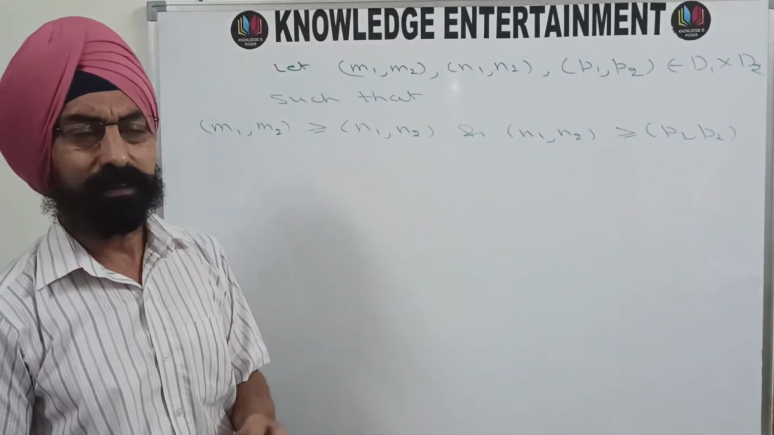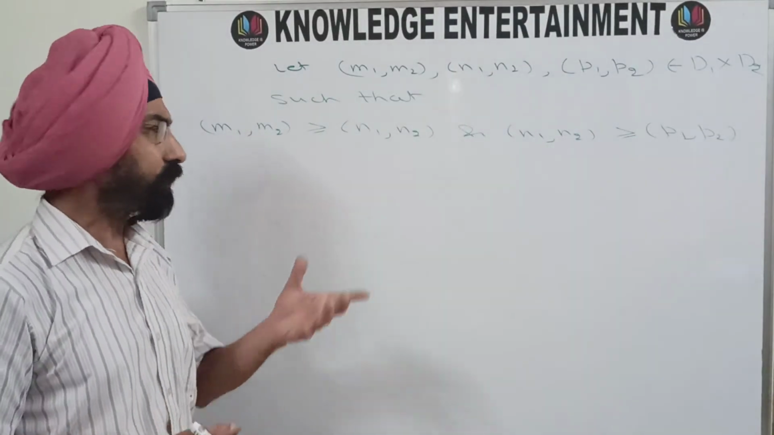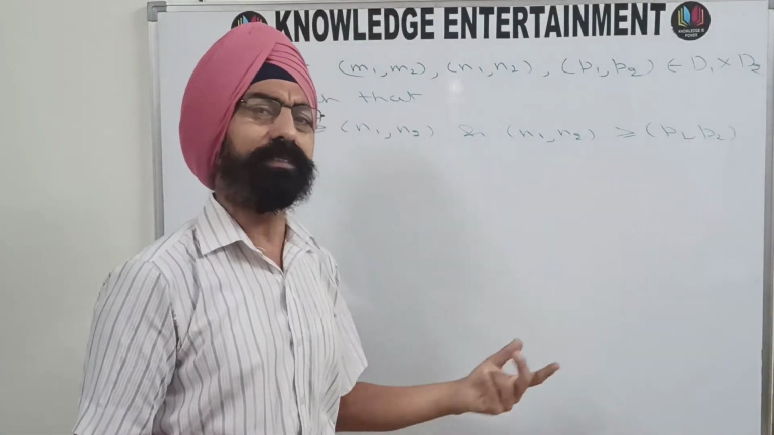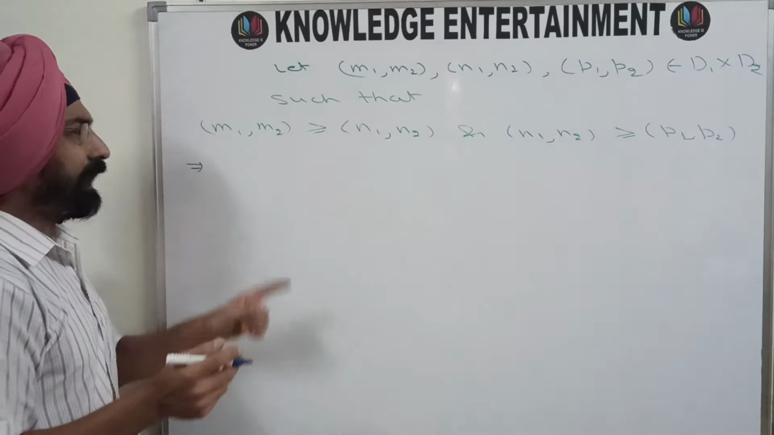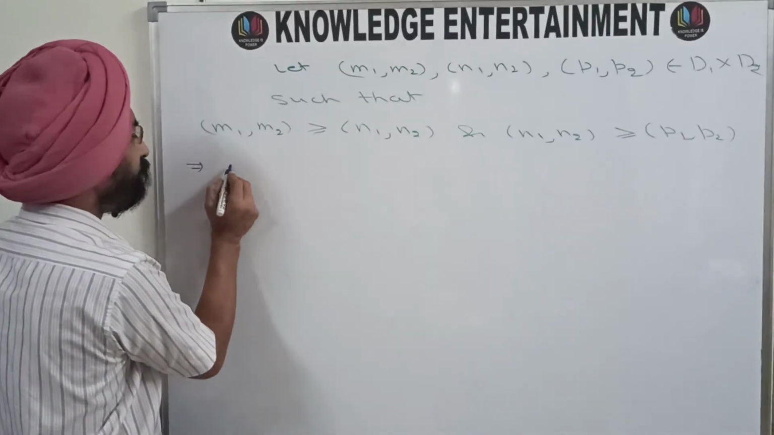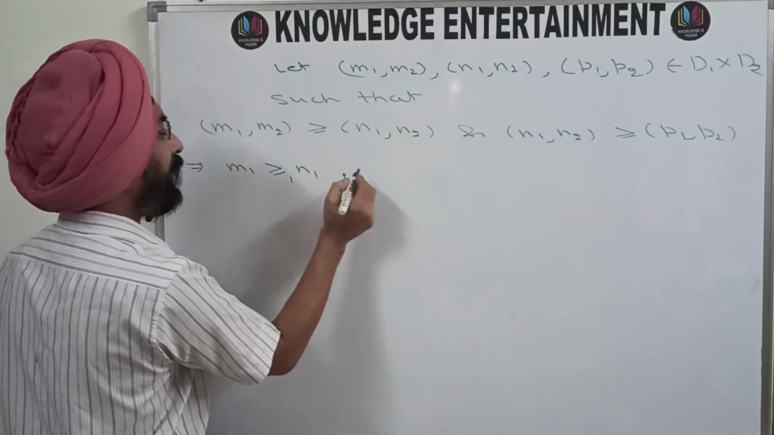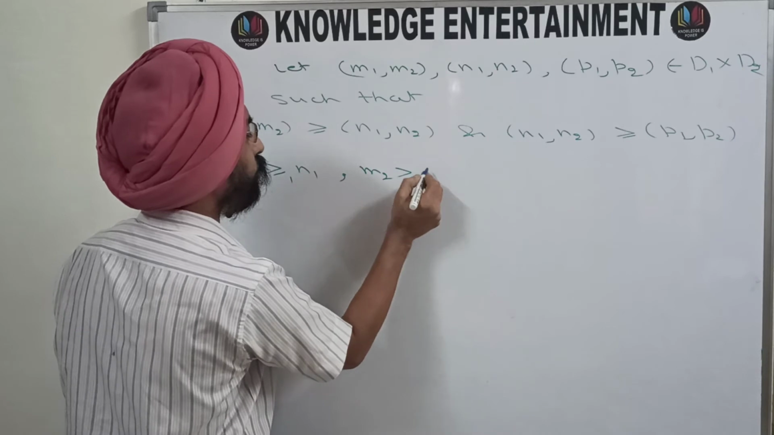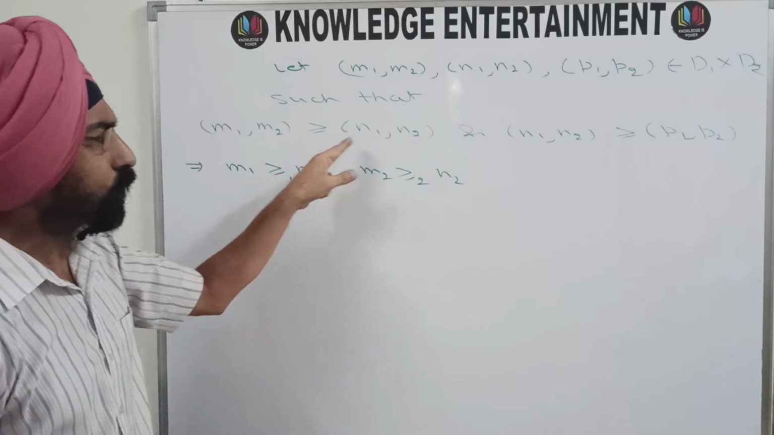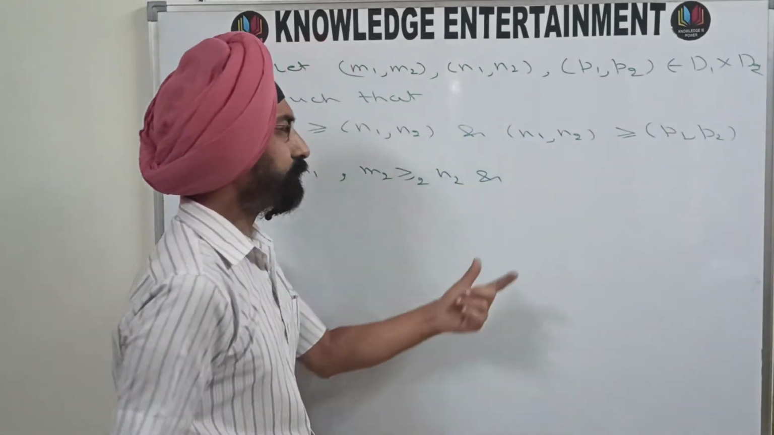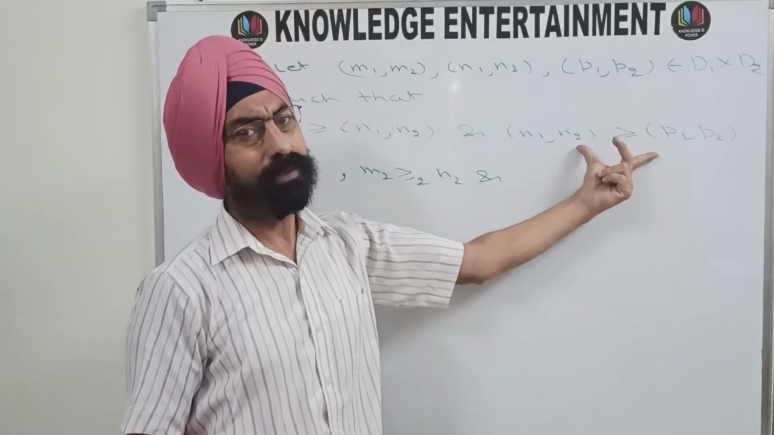If the second property is true, we want to show it. Now we will move one by one. First this, and then we will combine the results. So this implies, by the definition of greater than or equal to, that M1 is greater than or equal to 1 N1, comma, M2 greater than or equal to 2 N2. So here I have applied the definition of this binary operation greater than or equal to, and the same binary operation greater than or equal to is here. So we can apply the same results here.